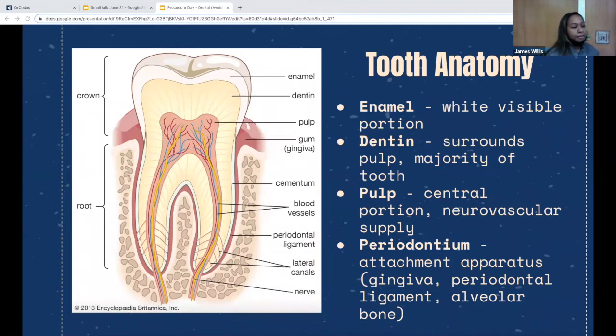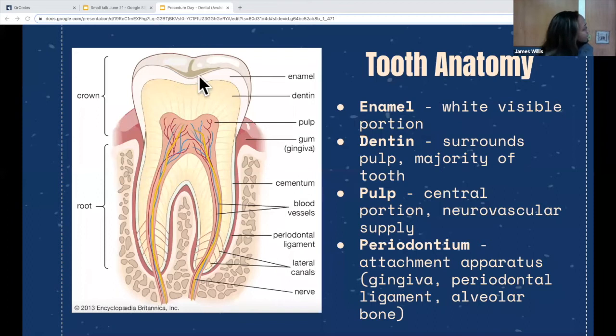Then you have the cementum, which you can see right here. Okay, it's here. You see the cementum right here. So the cementum is the substance that covers the root of the tooth. It's a very thin layer compared to the enamel. The periodontal ligaments are fibers that project from the cementum and attach the tooth to the surrounding bone. And the periodontal ligaments are important. Those are the ligaments that you're trying to preserve in a tooth avulsion.